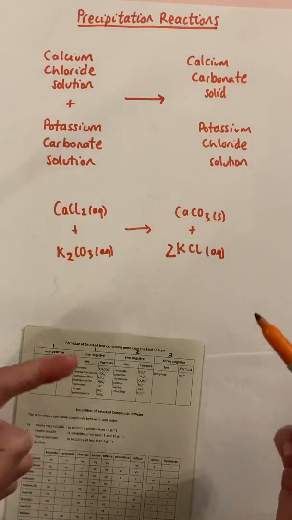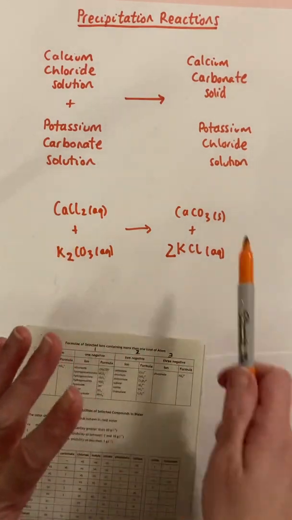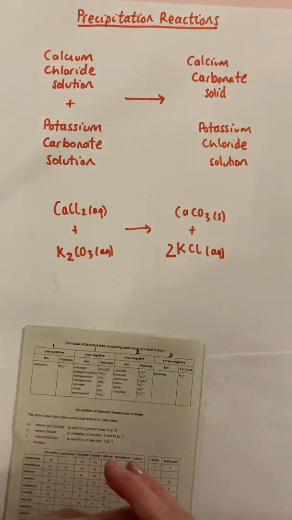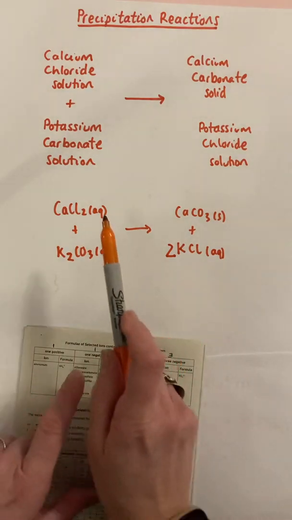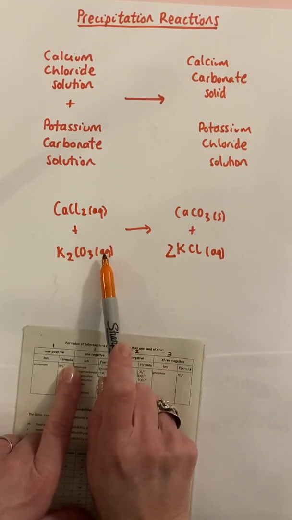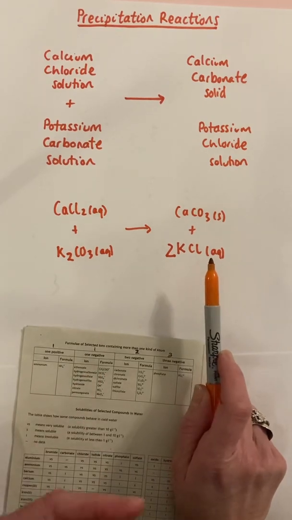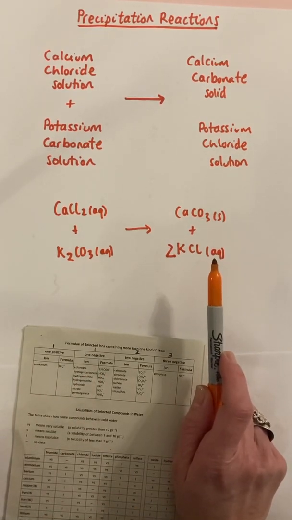So when we look at this equation, if you were given this and asked what type of reaction is taking place here, you're looking for your state symbols. Two aqueous react together to form a solid and an aqueous. So again, we know that that's a precipitation reaction.